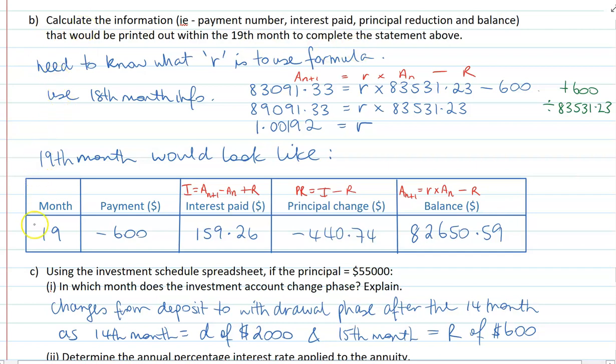For part B, we wanted to print out the 19th month worth of values. So if I generate those values, hopefully your 19th month looks like mine. This one was a bit tricky because before you could actually calculate the next balance, you needed to evaluate what the rate was for the formula. So we did a bit of working backwards to work out what the rate was. So using that recursion formula, if we plug those values in, we just need to solve for R, work backwards to get an R of 1.00192.